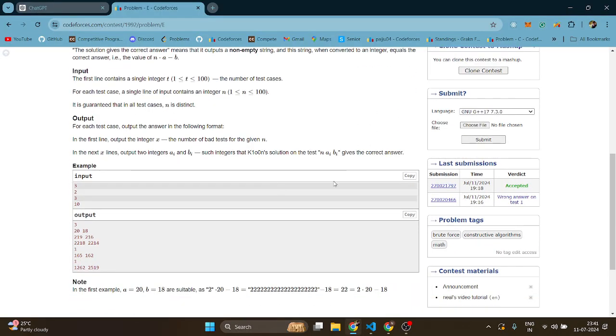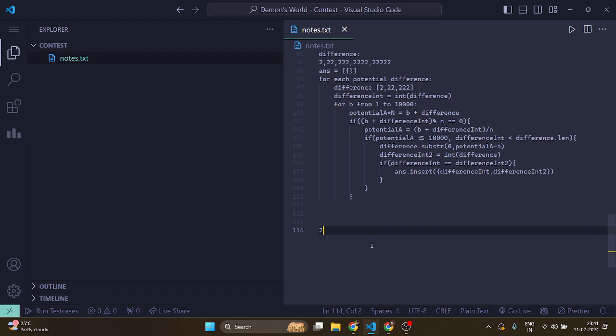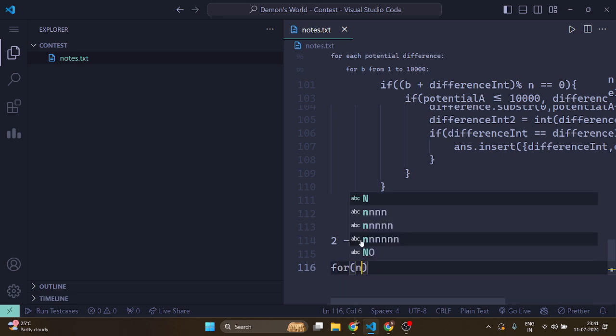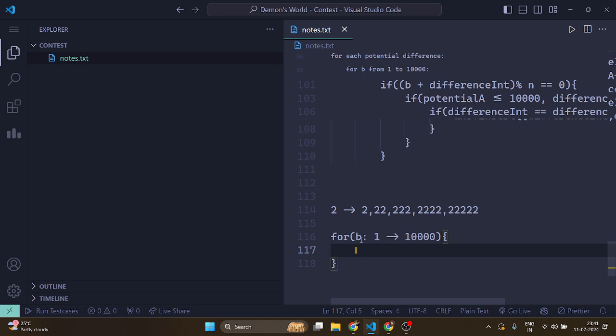If we want to dry run on some case, let's dry run on 2 only. For 2, first we check the potential difference values: 2, 22, 222, 2222, 22222. Now for every b from 1 to 10,000, is 1 plus 2, which is equal to 3, divisible by 2? No, it is not divisible by 2, so I'll move on and continuously check.